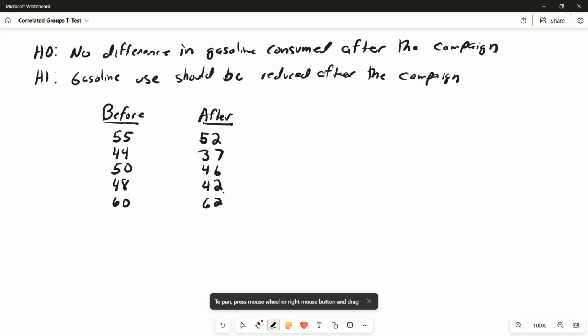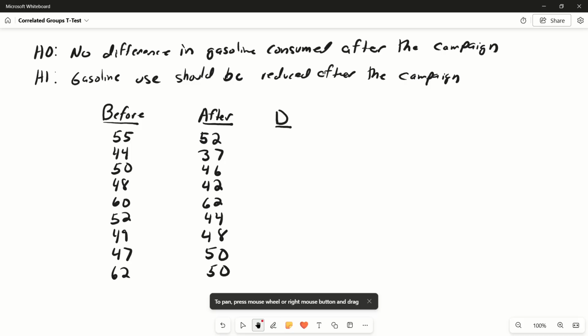We're doing the before and after still. Line them up as best as you can. So now that we have the before and after, we have how many pairs? 1, 2, 3, 4, 5, 6, 7, 8, 9 pairs of scores. So 9 people. We need to make a difference column.